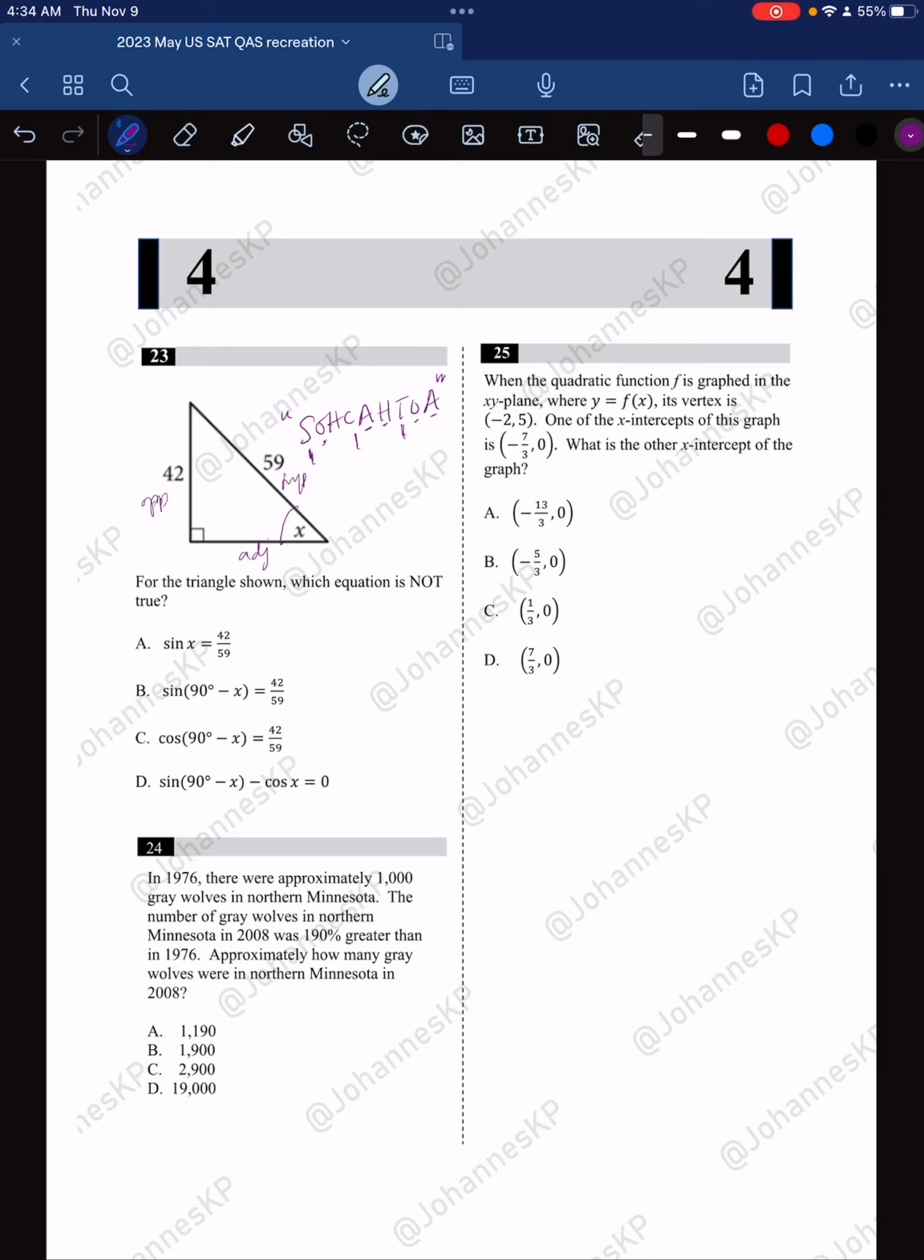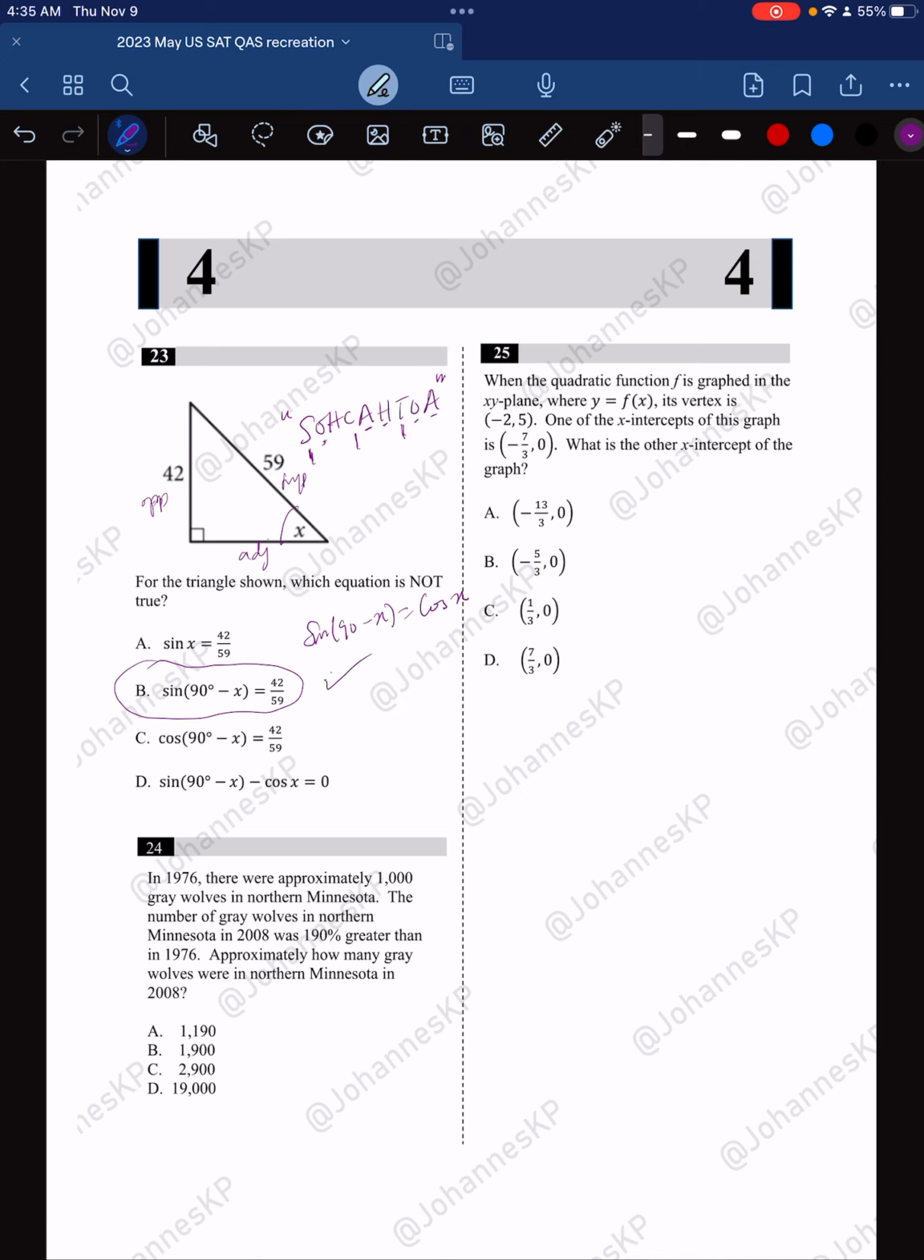Sine 90 minus x, the second one. Sine 90 minus x equals 42 over 59. Now, sine 90 minus x is the same thing as saying cos x. So, is cos x 42 over 59? Cos x is adjacent over hypotenuse. So cos x is whatever the adjacent is, divided by hypotenuse. But we know it's not 42 over 59. So this is obviously the incorrect option, because cos x is not 42 over 59. So this is our option.